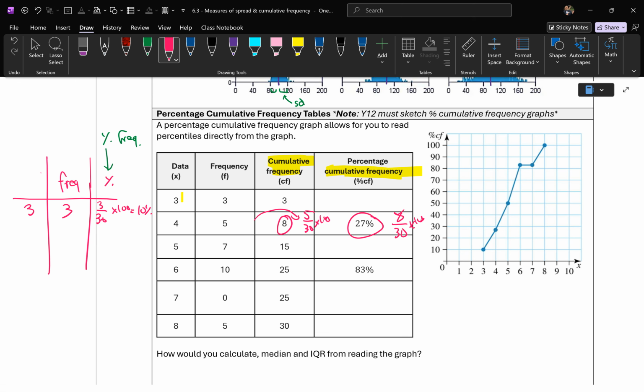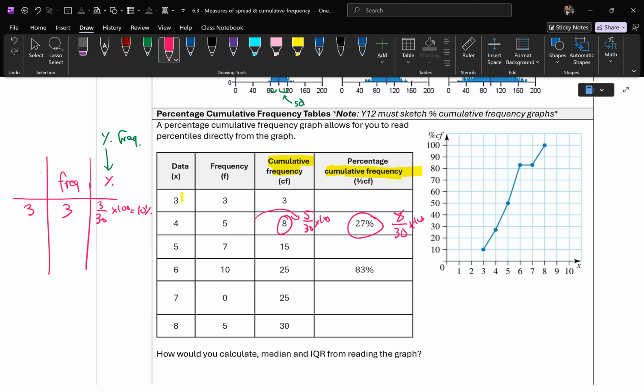Why is a cumulative frequency graph so good? Because you can look at this graph, and I can ask you where the median is. The median is the 50th percent. Because it's cumulative, that means it's ranked from 0 to the maximum. So the minimum is 10%, the maximum is 100%. The median is where 50 is. So if you look at 50, the median's 5. Get me? So that's why cumulative frequency is special.